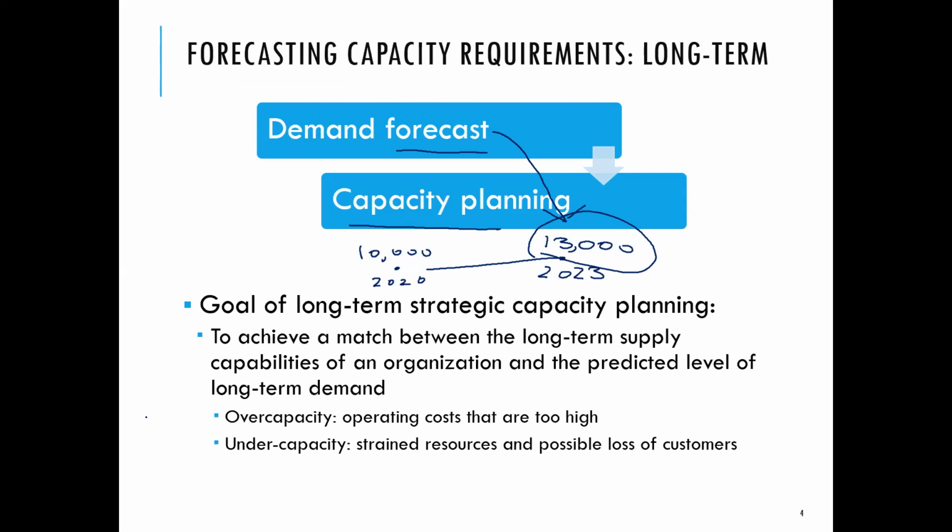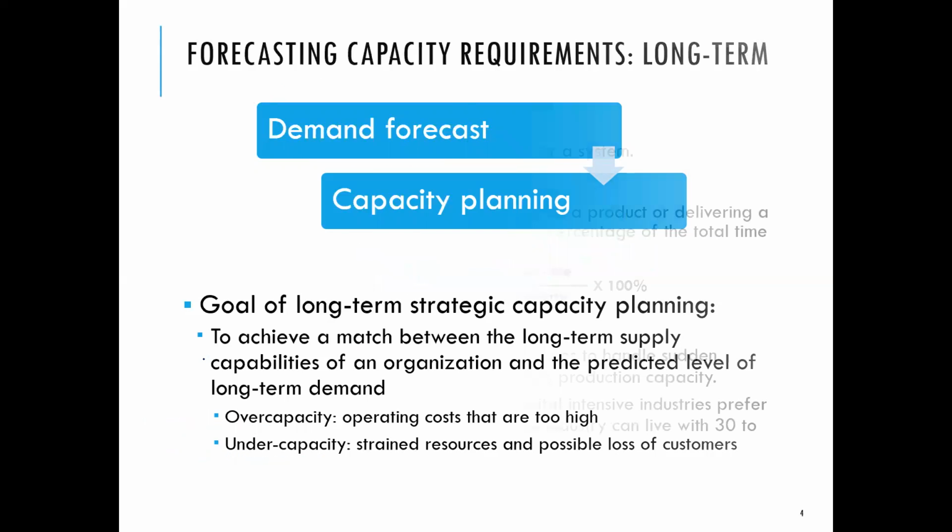Now, depending upon how things turn up in 2023, it might be the case that we have more capacity than we need, or we might have less capacity than we need. And both of them present their own issues. So the idea is to have the optimum level of capacity, and that is why this notion of forecasting becomes very, very critical.